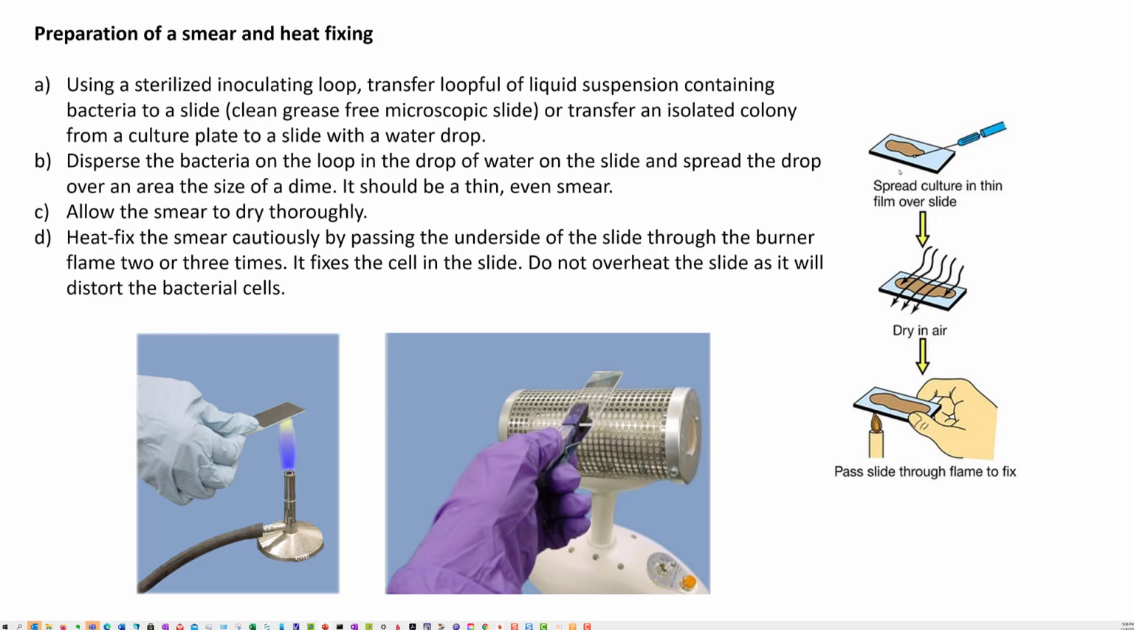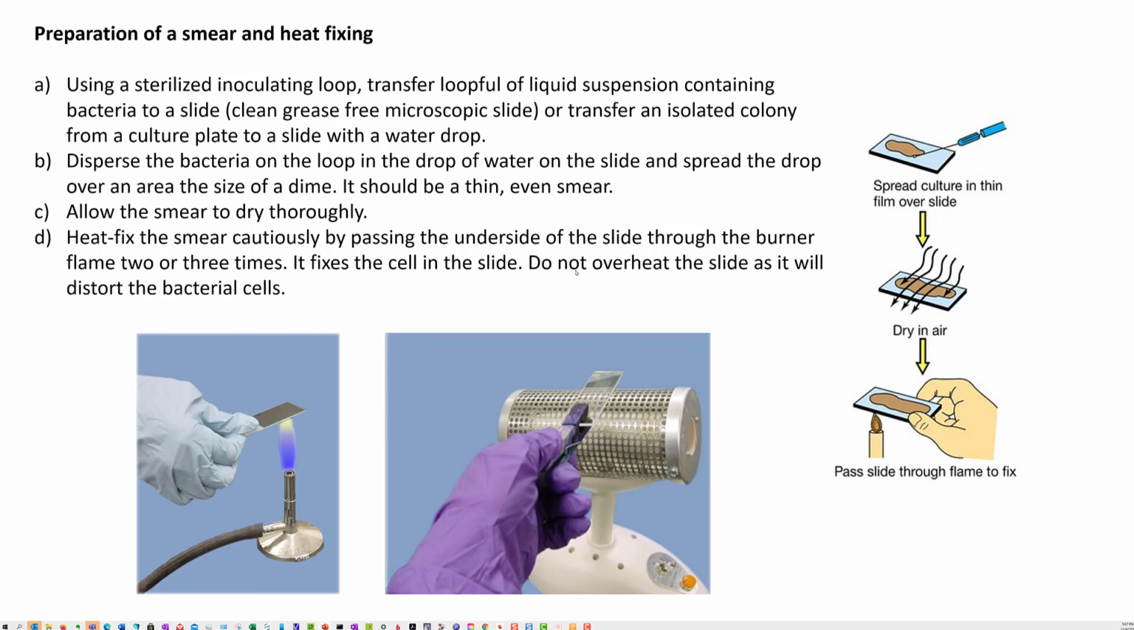So we heat fix the bacteria once we spread the culture. We dry it in the air because we don't want to boil them. If you were to use flame on a sample that's got liquid on it, prepared for your slide, you'll distort the bacteria because you're literally boiling them, and you don't want to do that. So you make sure that they're dry in the air. You can put it on a warming plate or something, and then pass it through the flame, like you see here with the gloved hand, a couple of passes through the flame, and that's it. That heat fixes it.